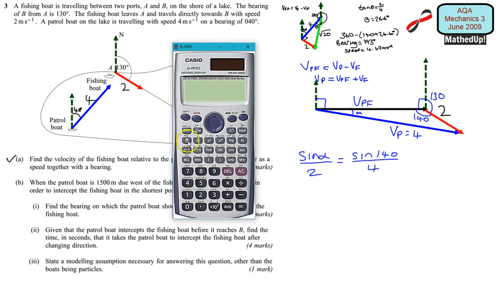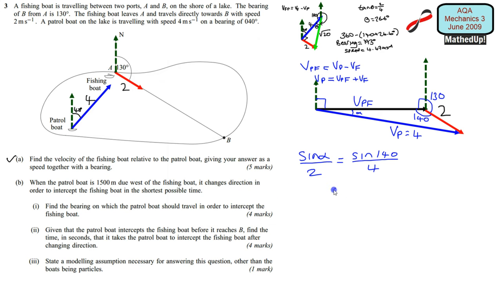So we've got 2 sine 140 divided by 4, and that tells me that alpha is going to be equal to 18.7 degrees. Okay, so my bearing is going to be equal to 90 plus 18.7 degrees, and to 3 significant figures, that's going to be 109 degrees. So my bearing is actually going to be 109 degrees. Right, so that's part 1 done.